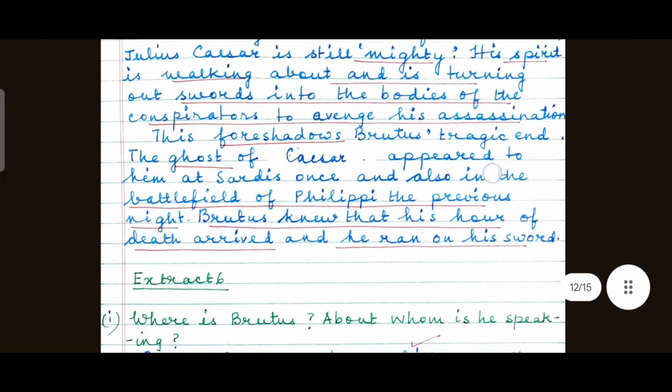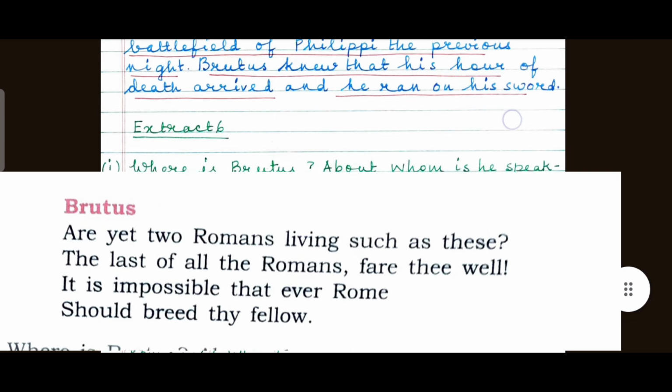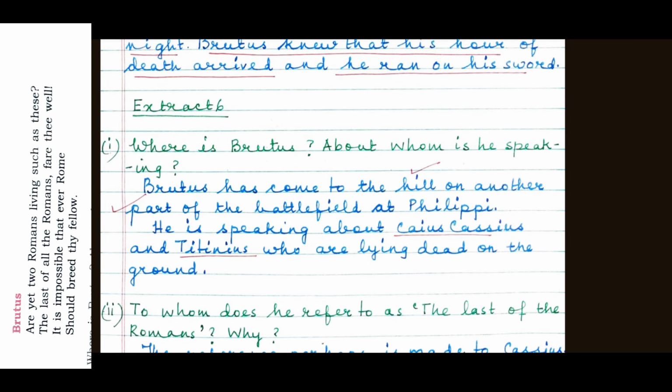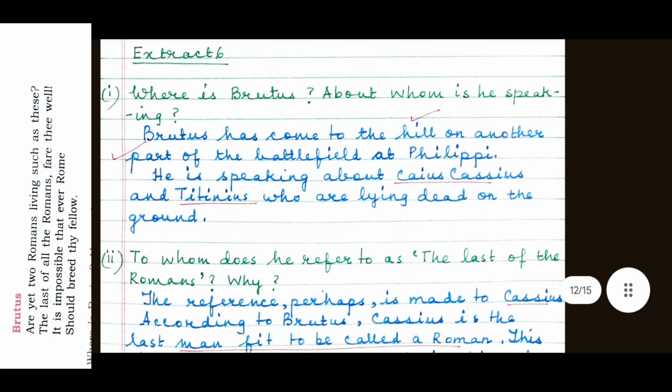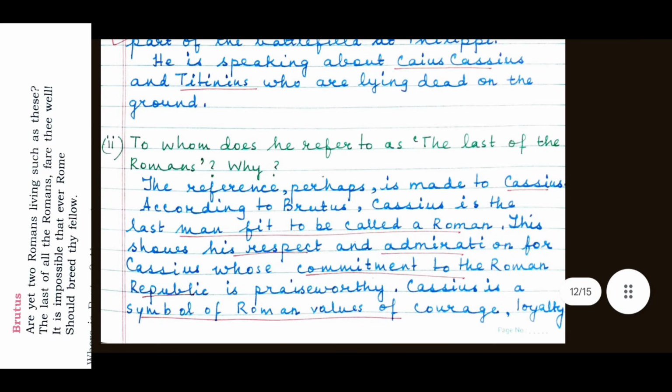Extract 6. It's there on the screen. Where is Brutus? He has come to the hill on another part of the battlefield at Philippi. About whom is he speaking? He is speaking about Cassius and Titinius who are lying dead on the ground. To whom does he refer to as the last of the Romans? The reference perhaps is made to Cassius. According to Brutus, Cassius is the last man fit to be called a Roman.